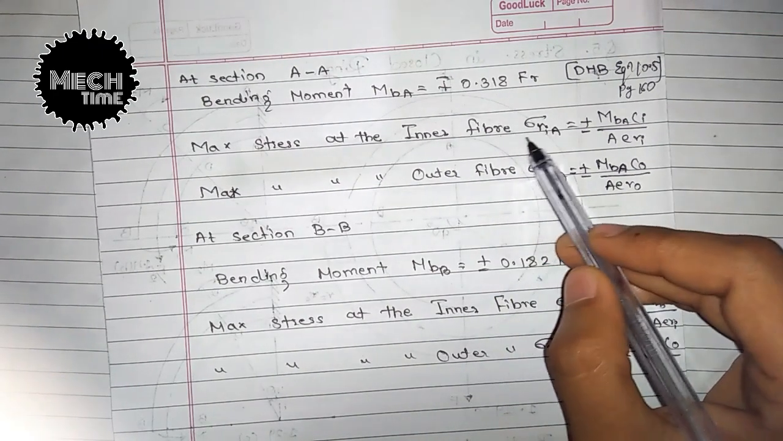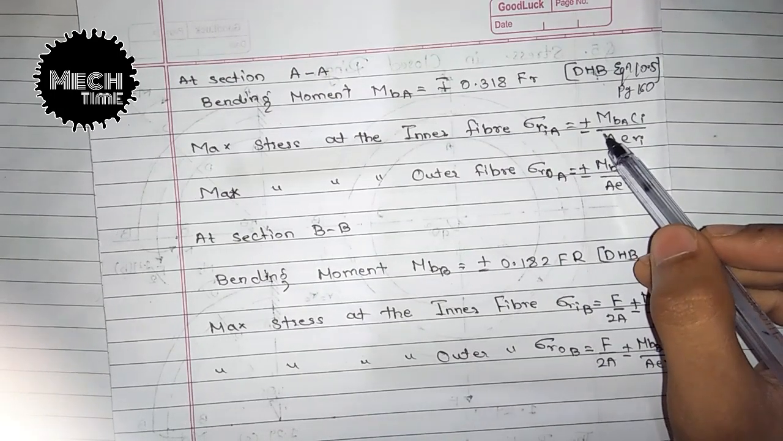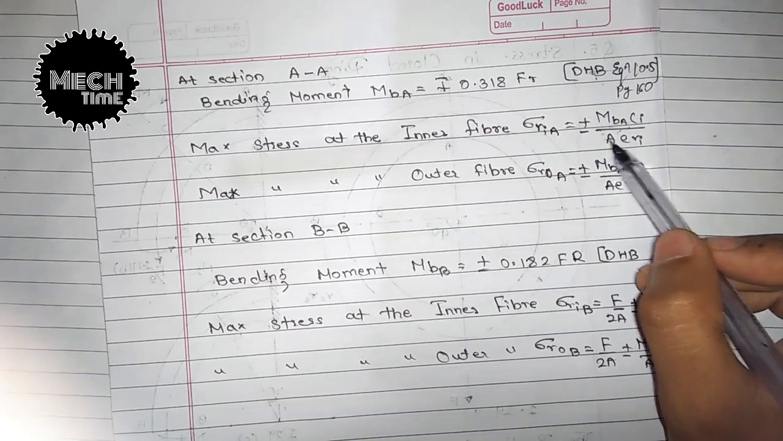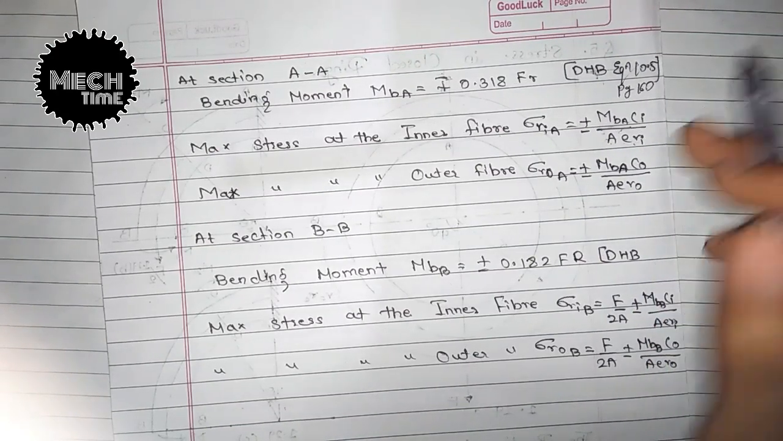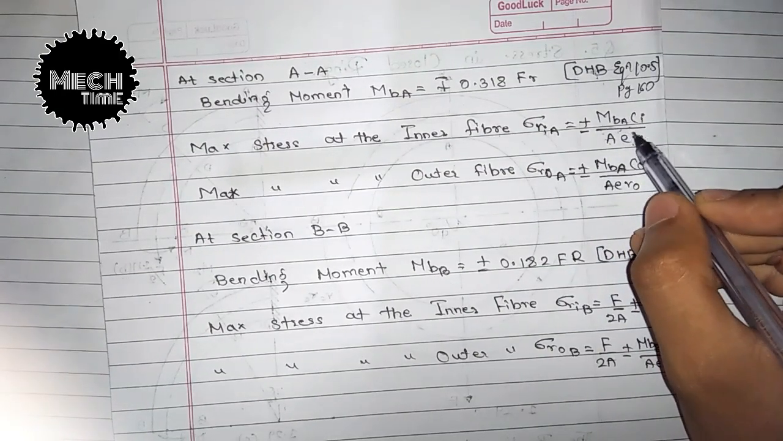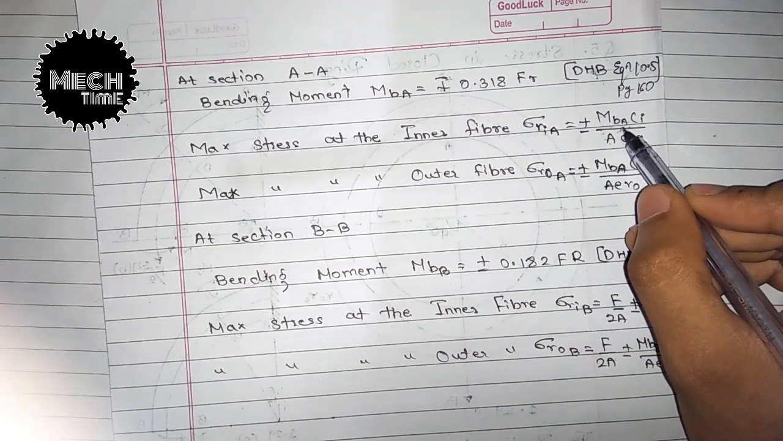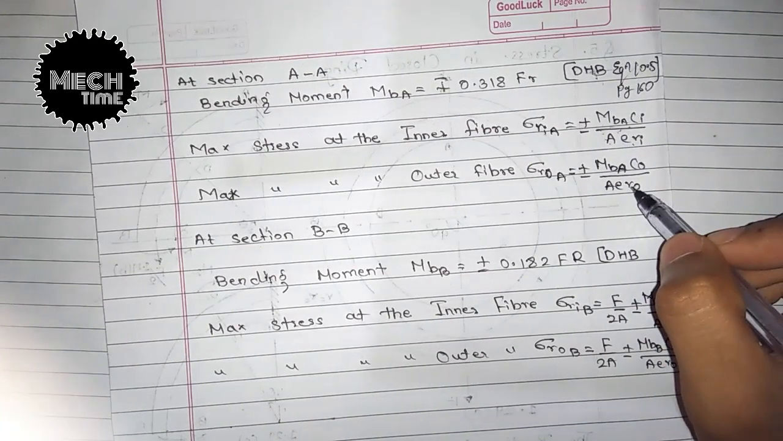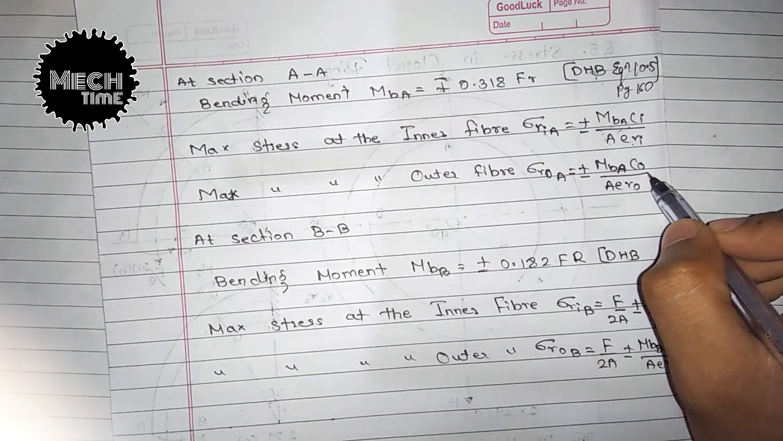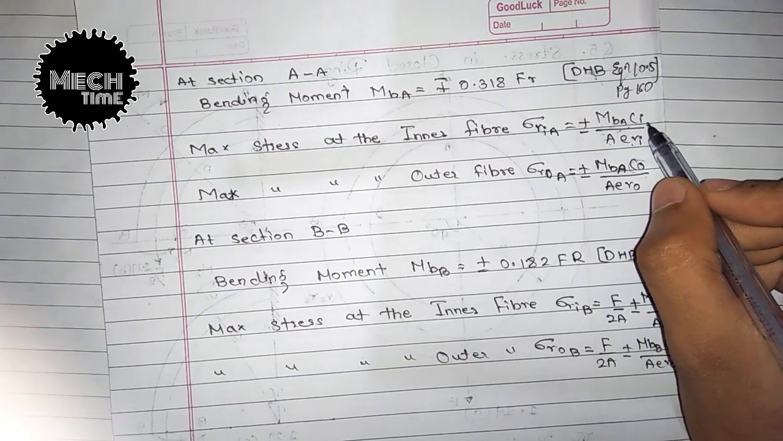For the inner fiber, sigma, we know the normal equation for bending moment and maximum stress, that is MA Ci by AeRi. You have seen this while solving the problem of a curved beam, but you just need to add the subscript A, because it is the inner fiber. Similarly for the outer fiber, MA Co by AeRo. Co is nothing but outer, Ci is nothing but inner.